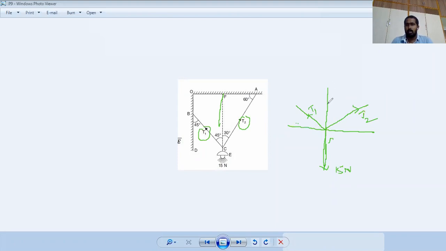Here he has given a line with an angle of how much? 60 degrees, sir. This angle is 60 and this angle is 30 degrees. So similarly, what is the angle here? 45, sir.